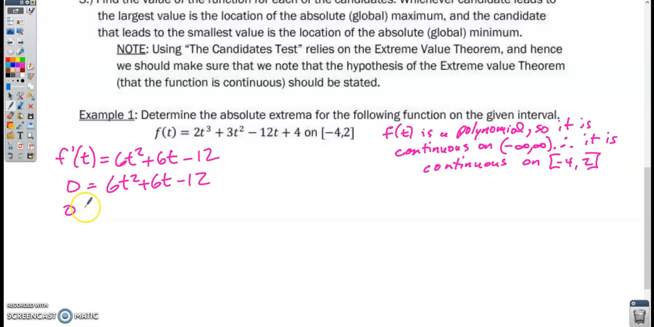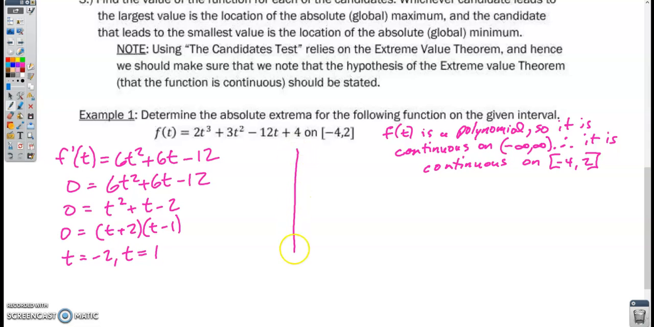Divide both sides by 6, and go ahead and factor this. And we get that t is equal to -2 or t is equal to 1. Those are our critical points. Now we're going to build our table.